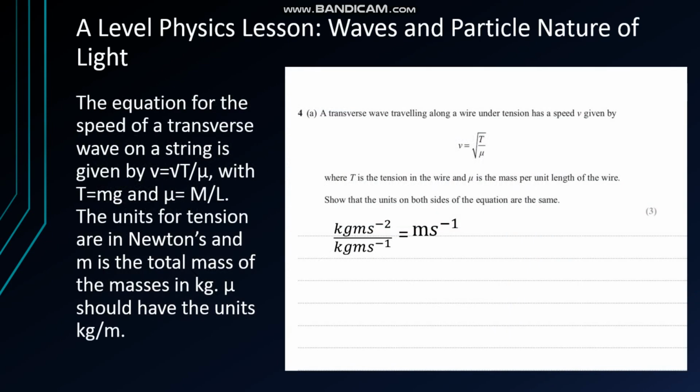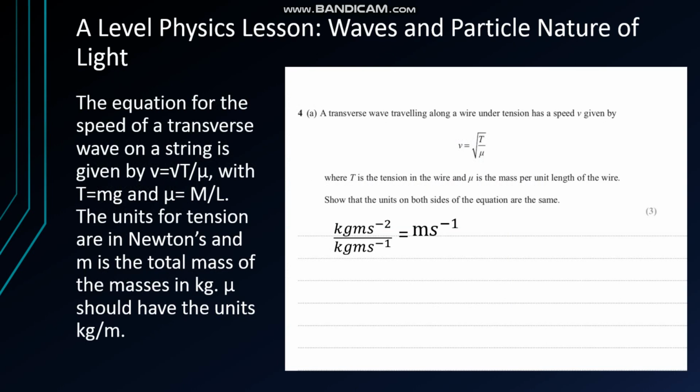Now we need to move on to look at the equation for the speed of a transverse wave on a string, which is given by root tension over mu, with the tension equaling the mass times the gravitational field strength and mu being the mass per unit length. The units for tension are newtons, m is the total mass of the masses in kilograms, and mu should have the units kilograms per meter.